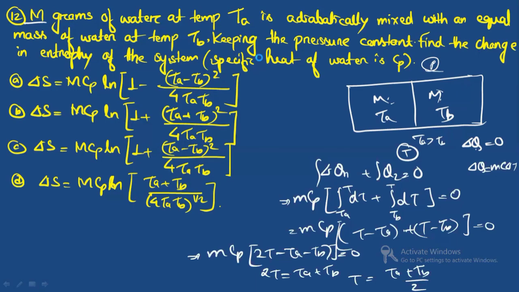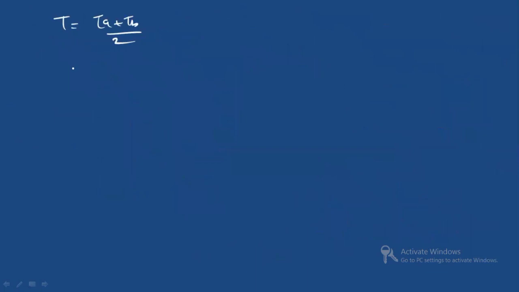So here you see we have calculated the equilibrium temperature to be Ta plus Tb by 2. Why have we calculated it? Because we are asked to find the change in the entropy. So delta S is equal to delta S1 plus delta S2. And you know delta S is equal to dq by T, right?